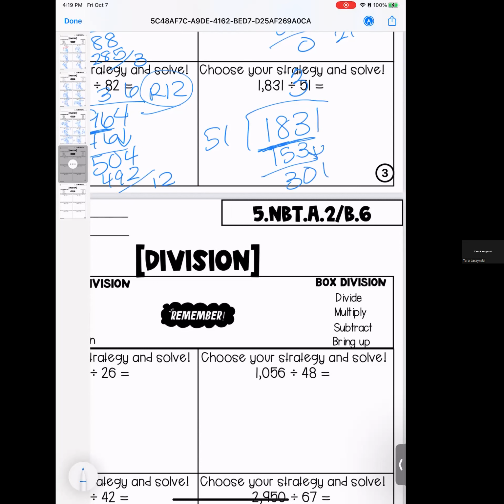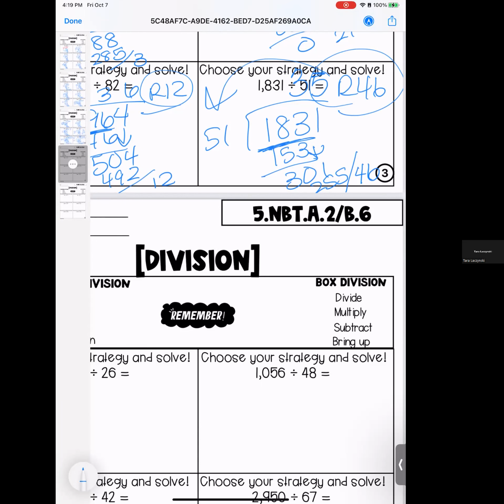I bring down my 1. The closest I can get now is going to be 5 times. 5 times 51 is 255. When I subtract, I get a remainder of 46. Now remember, as long as my remainder is smaller than the number I'm dividing by, then that is a remainder. I know this feels big, but it is a remainder. So it's 35 with a remainder of 46.